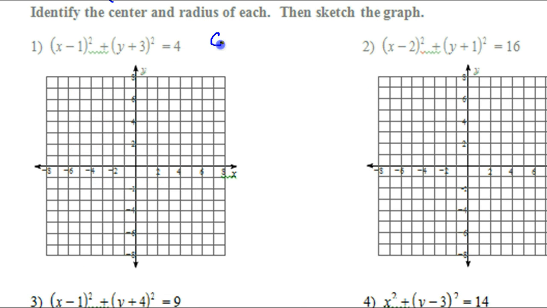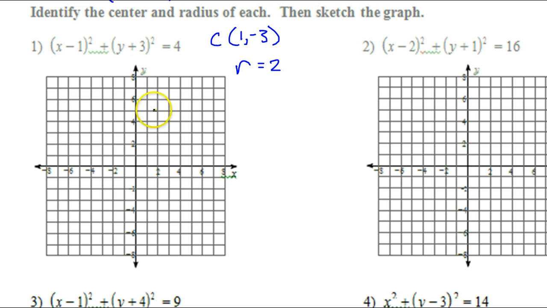Okay, the center is going to be the opposite of this and the opposite of this. So see how this looks like a -1? So it'll be a +1. And that's a +3, so we'll have -3. That's the center. Of course, the radius is going to be 2. We'll just do the square root of whatever this is.